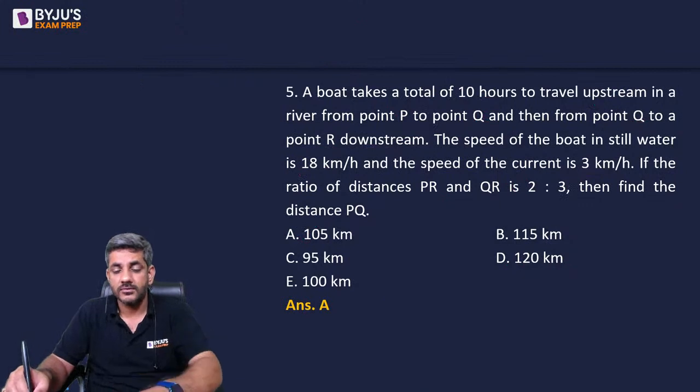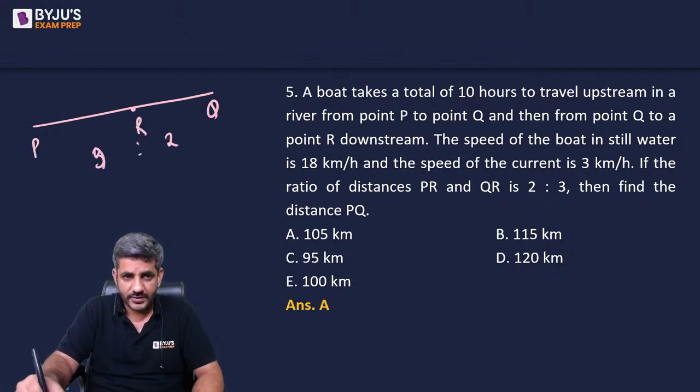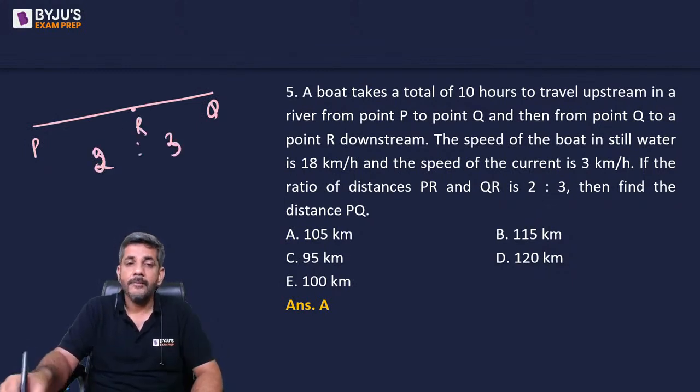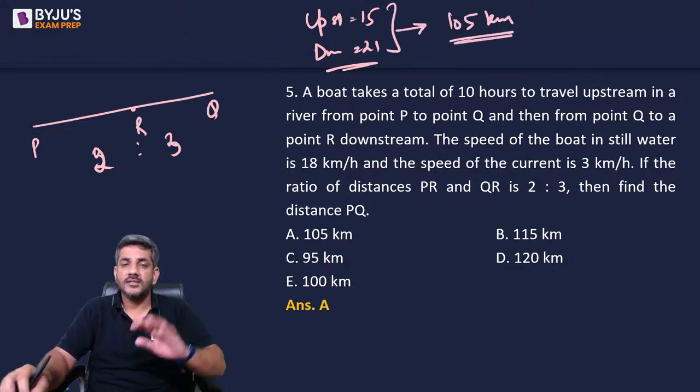When I was looking at this question, what did I think of? I saw the distance from P to Q is in a ratio of 3 is to 2. Sorry, 2 is to 3. Okay. Upstream speed is 15. Downstream speed is 21. I took an LCM of 15 and 21. Let's say 105 kilometers is the distance.